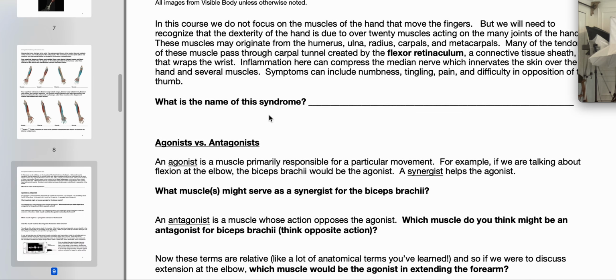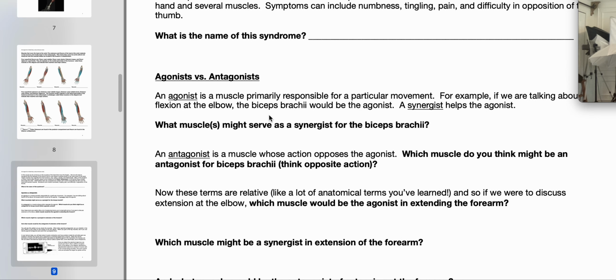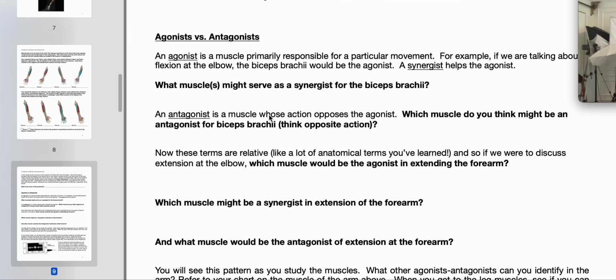And then in the face-to-face lab, we did a quick little experiment using a Spiker Box, which records the electrical activity of muscle cells in order to understand agonists versus antagonists. So we looked at the biceps and the triceps, and in our experiment, we were discussing flexion at the elbow, which means biceps is the agonist and triceps is the antagonist.